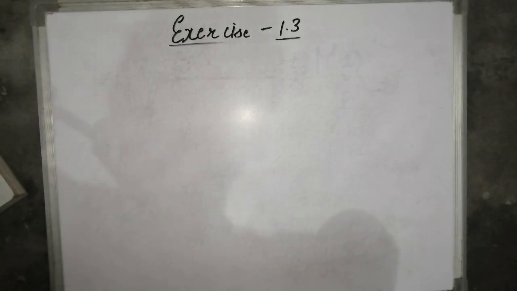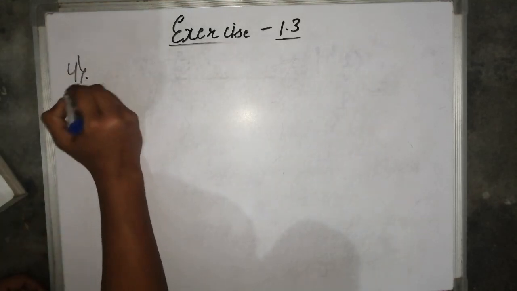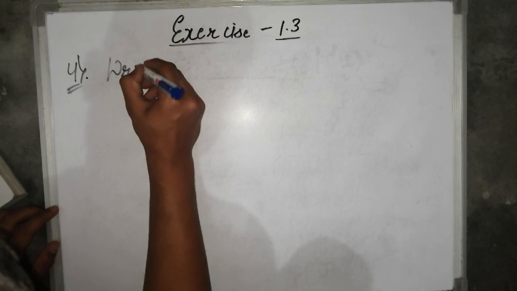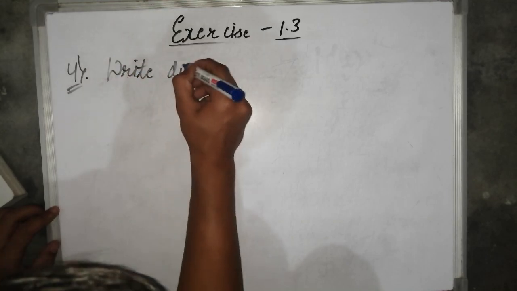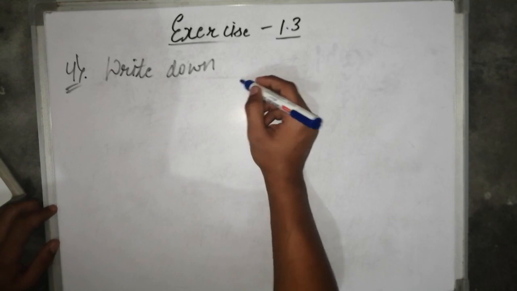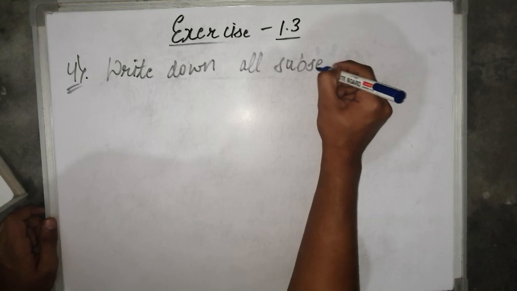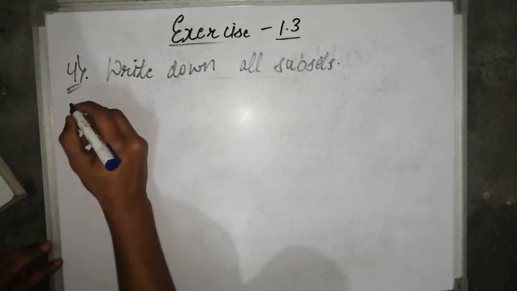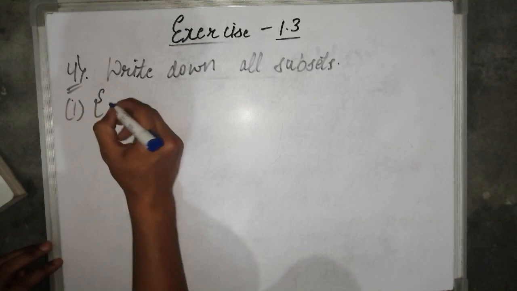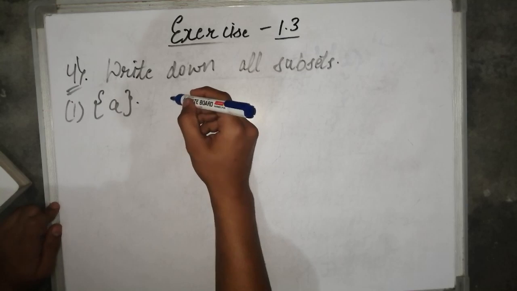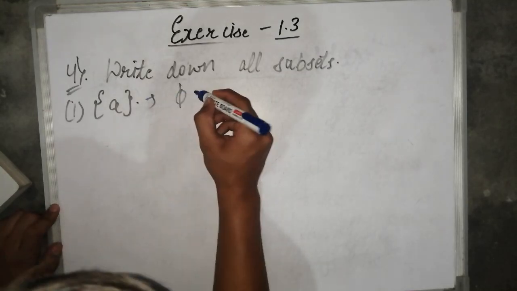Moving to the fourth question, students, we will cover till the fourth question in this video because the length of the video will be greater than 20 minutes. Our fourth and last question of this video is: write down all subsets of the following sets. First part is {a}. So subsets of {a} are the empty set and {a}. That's it.